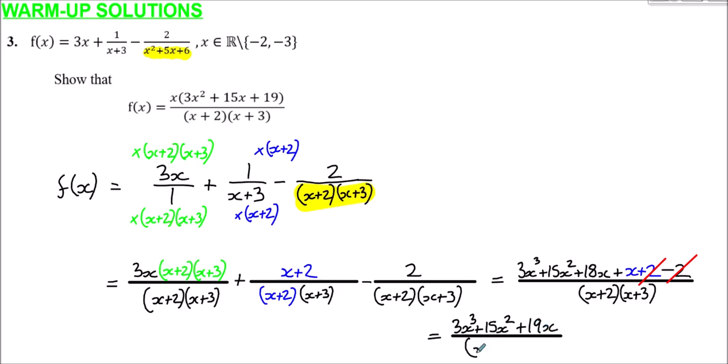All divided by x plus 2, x plus 3, of course. Which then, we can factorize out an x in the numerator, and we'll have arrived at the result we need. So factorizing out the x, we get x, then brackets 3x squared plus 15x plus 19, all over x plus 2, x plus 3.